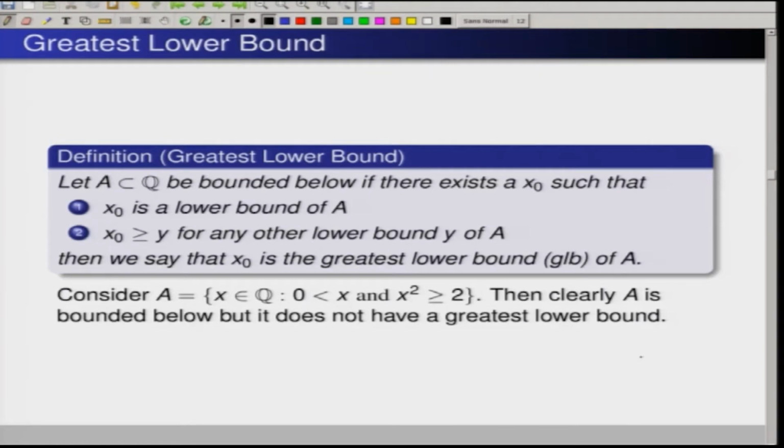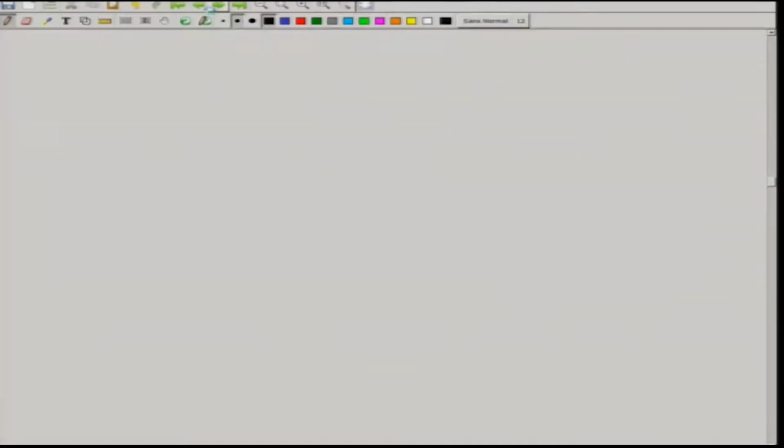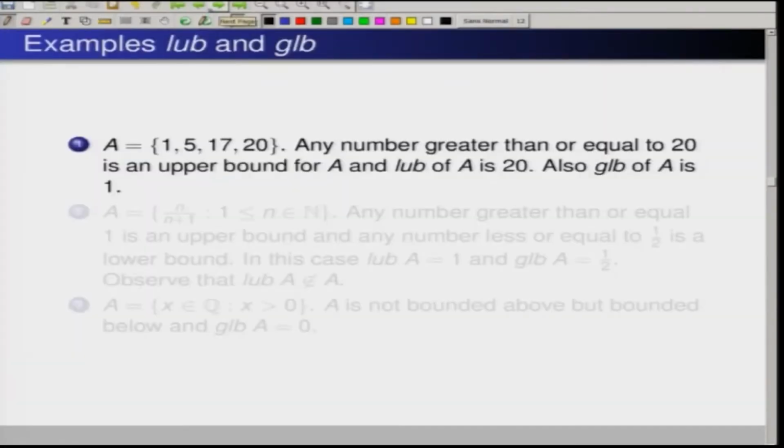So, if you consider the set A of all positive rationals where x square is greater than or equal to 2, then obviously this is bounded below, because 1 is definitely a lower bound for this set A, but it does not have a greatest lower bound in the set of rationals. So, what we have seen is that Q does not have the greatest lower bound property or the least upper bound property.